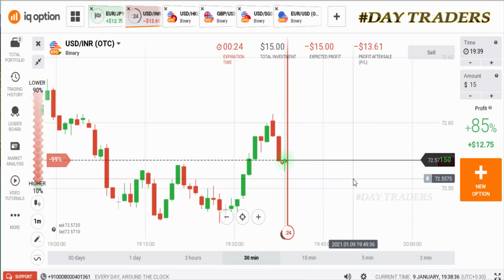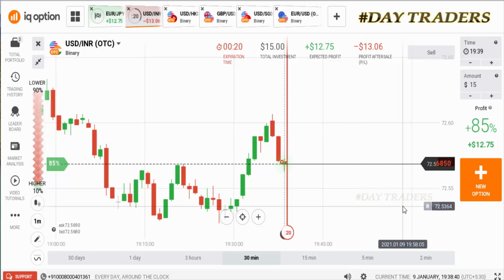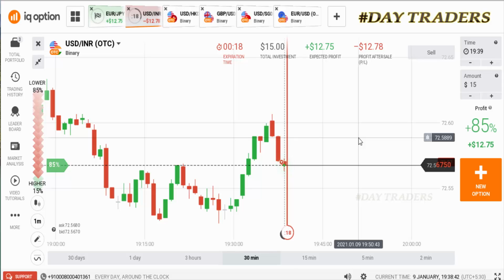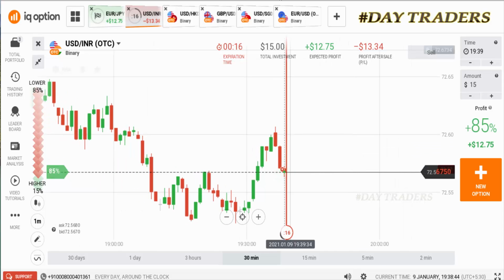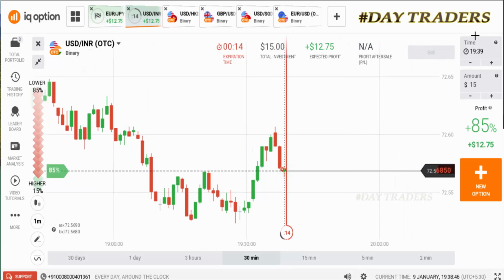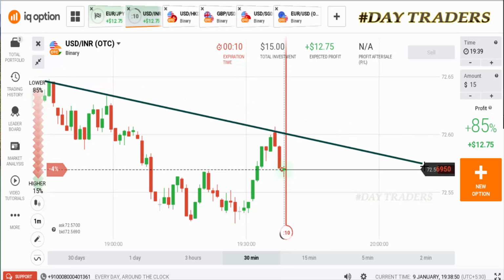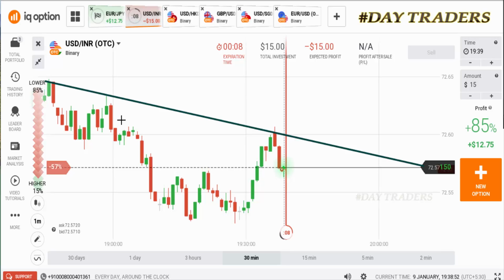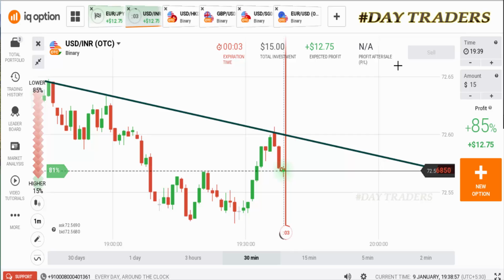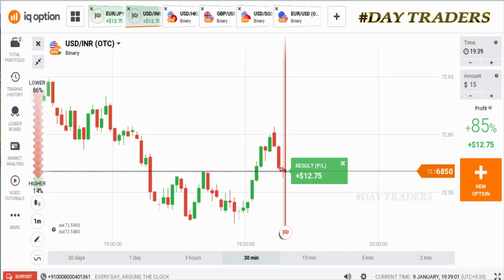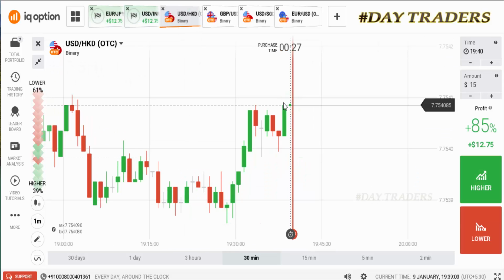Let's see. Okay, it's going down, and the major trend is also a downtrend market. You can see this is a very strong sellers area. Let's see, 5 seconds only. Okay, this is also a winning trade. Let's check the next pair.